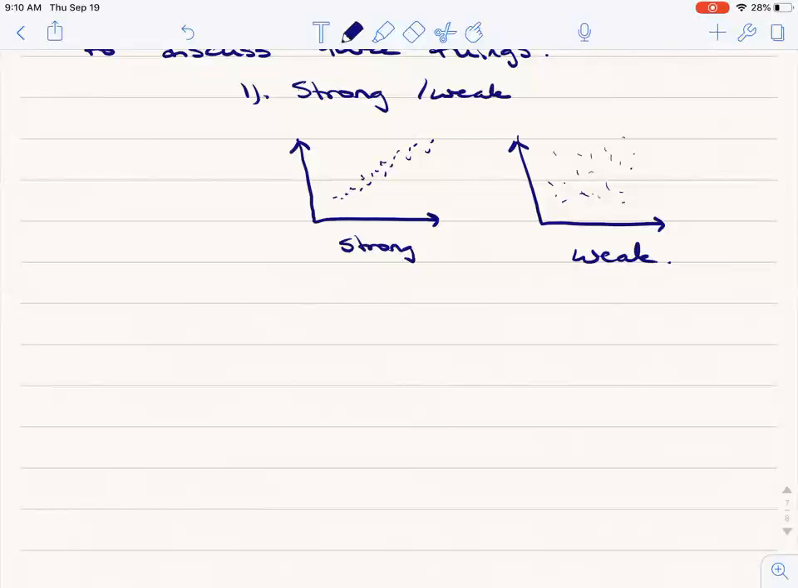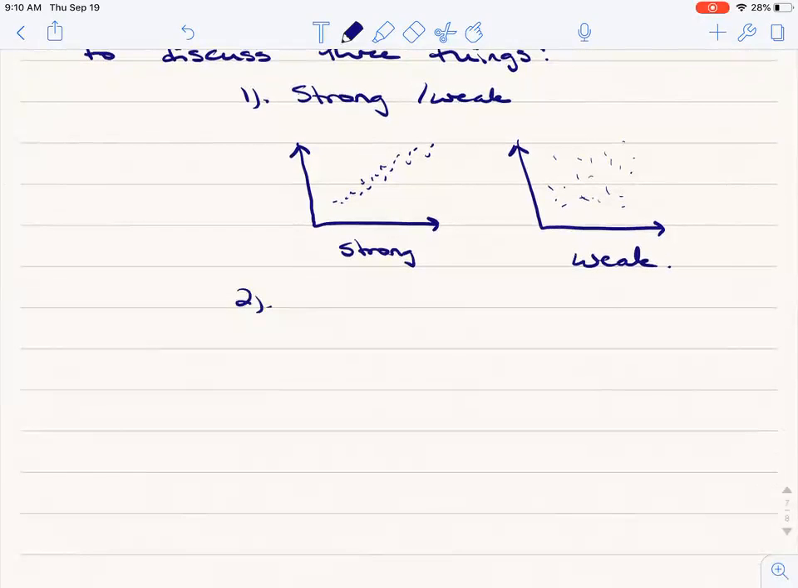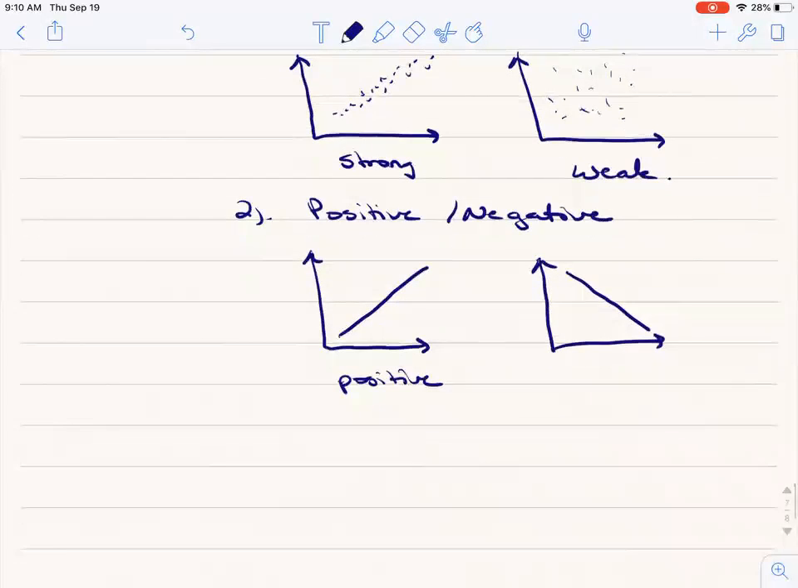So you're either going to classify a relationship as strong or weak. The second thing you're going to have to talk about is whether you have a positive or a negative relationship. A positive relationship is one that starts in the bottom corner and just kind of goes up, up, up. And of course, if you start at the top and then you're tanking, this is a negative relationship.